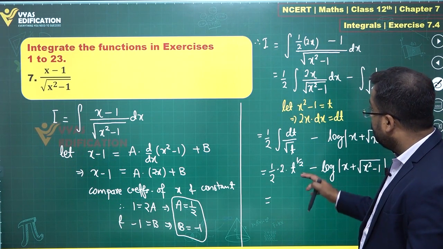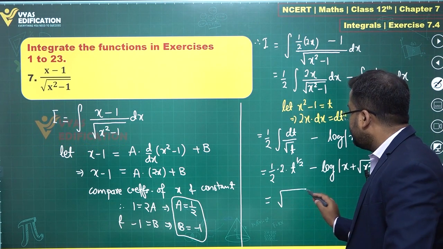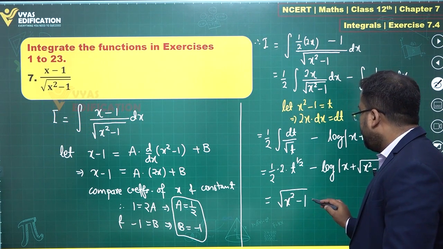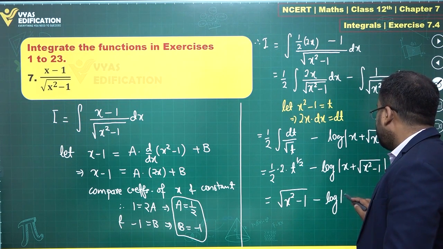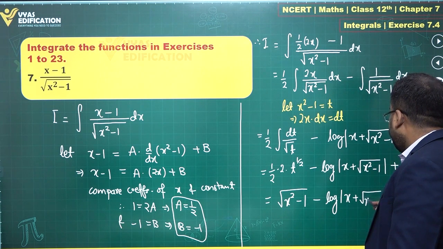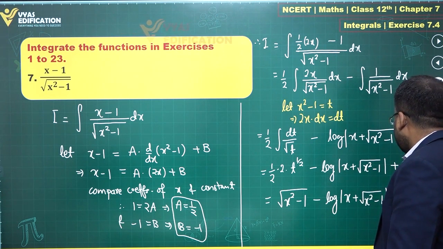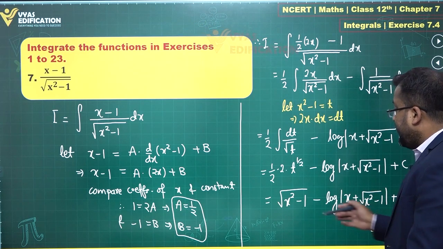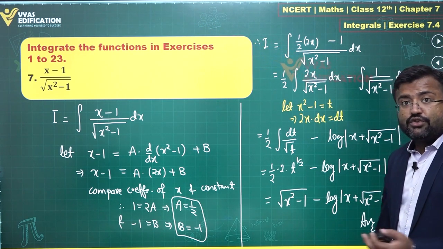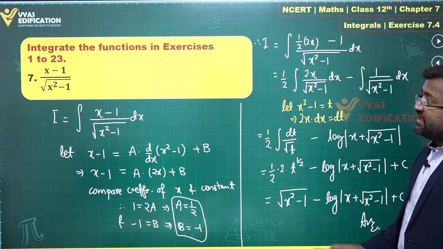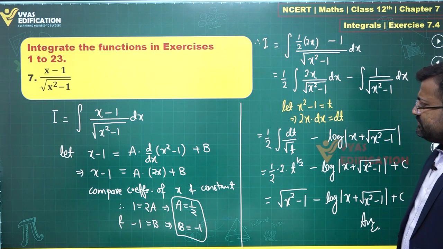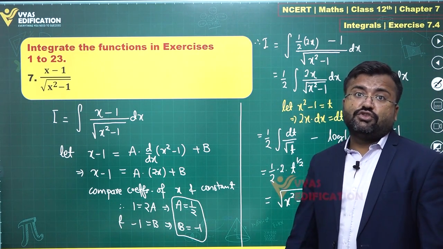T under root of t is actually under root of x square minus 1. That comes over here, minus log modulus x plus under root of x square minus 1 plus constant is the final answer for this complete question, as you can see. That's the final answer? Yes. That's all that you have in this 7th question.